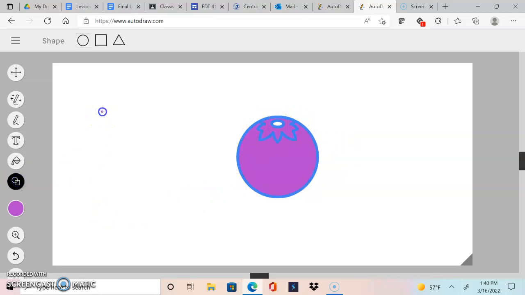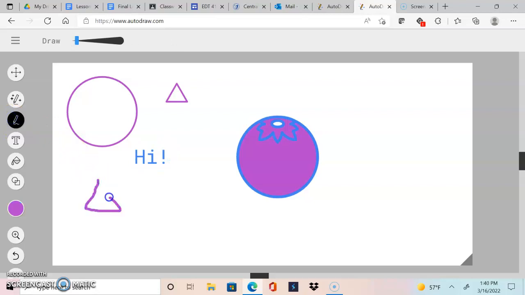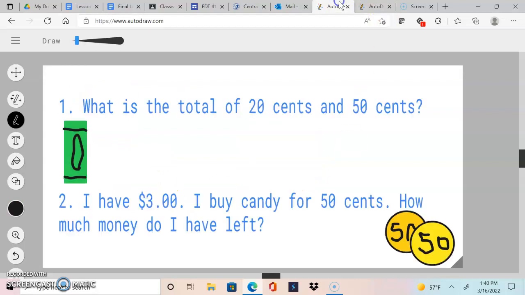They could also draw shapes on here. Just click the different shapes. Or they could actually type. And then they could also just free draw as well. Like that. So for my lesson, I am using this as like a little warm-up for the main part of the lesson.